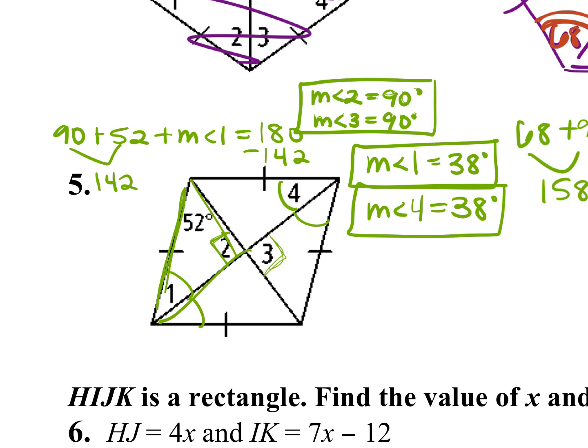But we're not adding the 90s together. Those are parts of different triangles, right? We're adding these 3 together to make a triangle. So 90, 52, and angle 1 have to add up to 180.